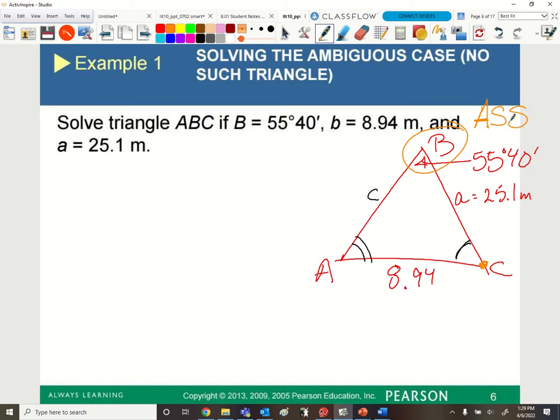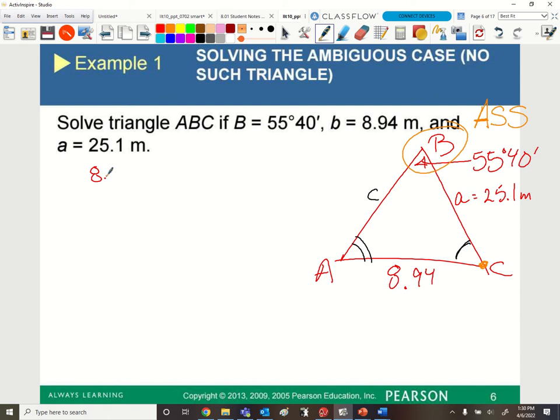So that is a... It's a what? Ambiguous. So it is ambiguous. So there might be 0, 1, or 2 triangles here. That's just with the information given to me. So let's go through and solve for it. I'm going to solve for the angle. So starting out, I'm going to start with what I know, which is going to be my B's.